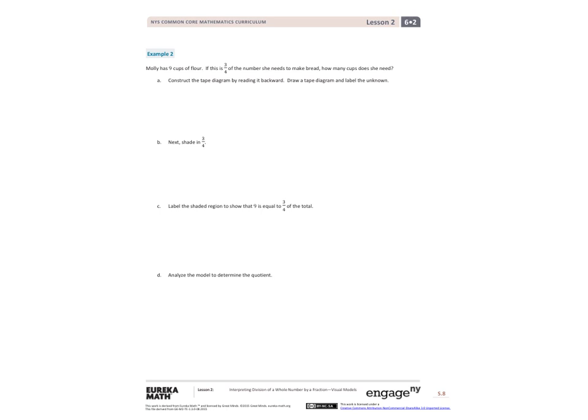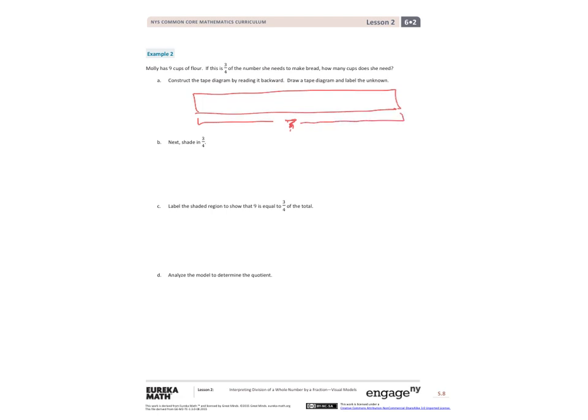Example 2 says Molly has 9 cups of flour, and this is 3/4 of the number she needs to make bread. How many cups does she need? Oh my gosh. If we don't know, it says construct the tape diagram by reading it backward. What they're saying is here's the total number of cups, but there's a question mark. We don't know what that equals.